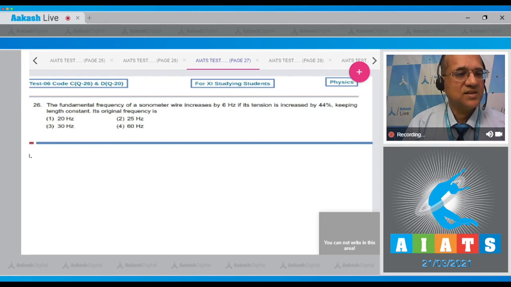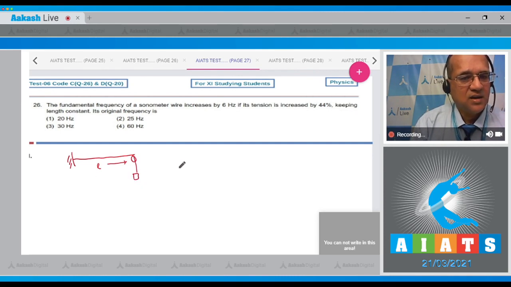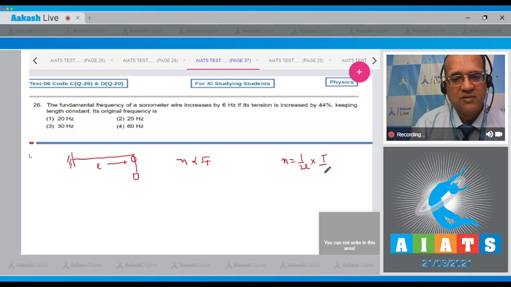Question number 26: the fundamental frequency of the sonometer wire increases by 6 Hz if its tension is increased by 44%, keeping the length constant. What is its original frequency? This is an experiment where the sonometer wire has length L and a weight is hung from this side. Then the fundamental frequency is proportional to root of T. The reason: N is 1/2L times root of T divided by mass per unit length.